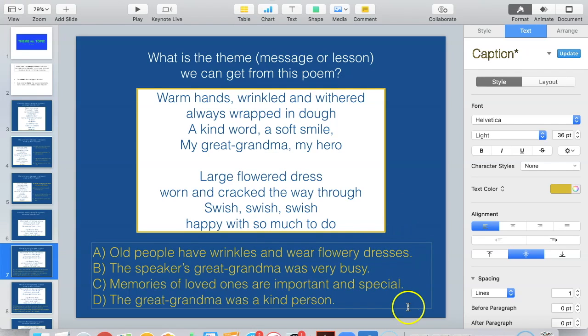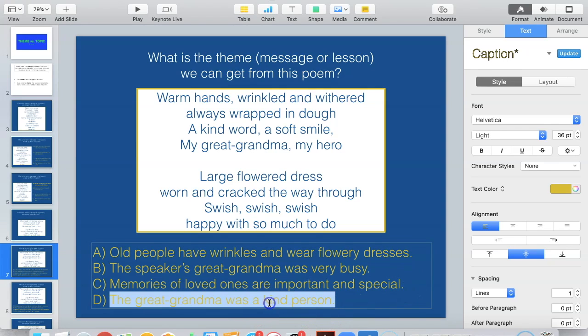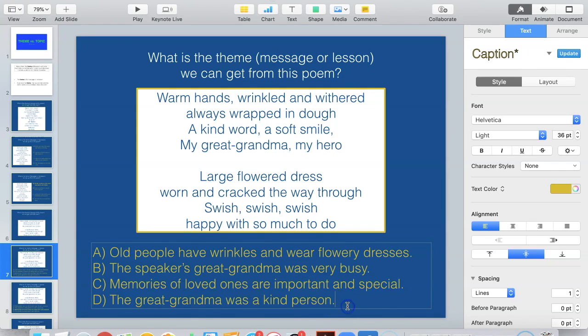Let's keep going. Memories of loved ones are important and special. Okay, it doesn't sound terrible. How about D? The great-grandma was a kind person. Okay, so we're kind of stuck between C and D. Well, a kind word, a soft smile, she's my hero? Maybe. So you have to think, was the author's purpose to show that her grandma is kind?